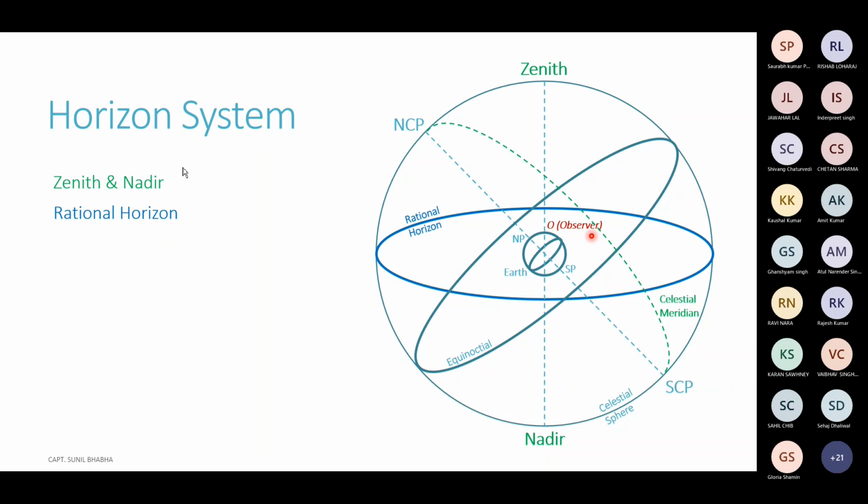When he looks at the sky, he will be able to see that part of the celestial sphere which is above the rational horizon. To put it broadly, that part of the celestial sphere which is above the rational horizon will be visible to the observer. And that part of the celestial sphere which is below the rational horizon of the observer will not be visible to the observer. So this part is going to go below his horizon and it will not be visible to him.